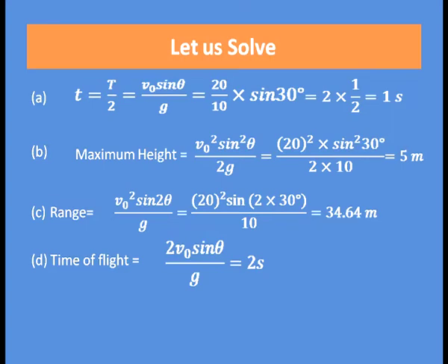So, the equation becomes t equal to 20 divided by 10 into sin 30 degree, theta is given 30 degree, that is equal to 1 second. So, the time required to reach the maximum height is 1 second. What is the maximum height?